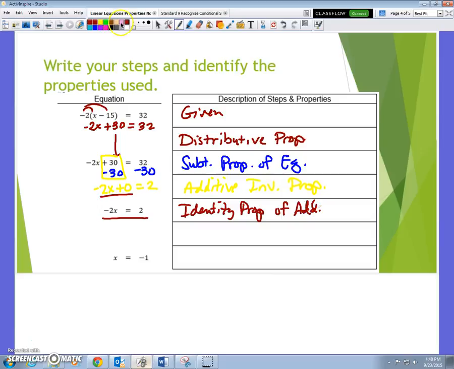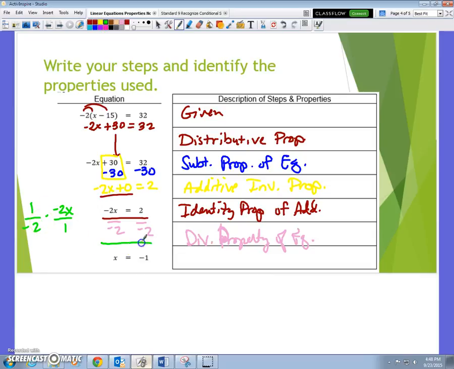Finally, I'm going to go ahead and divide both sides by negative 2. The division property of equality. And when I'm dividing, that's really the same as multiplying by the reciprocal. 1 over negative 2 times negative 2x over 1. As you can see, these are reciprocals here. So they're just one fraction flipped over.